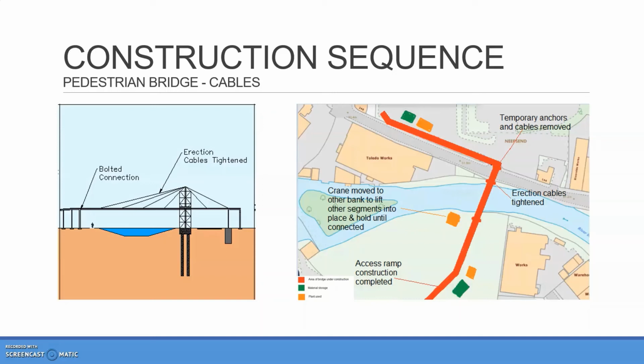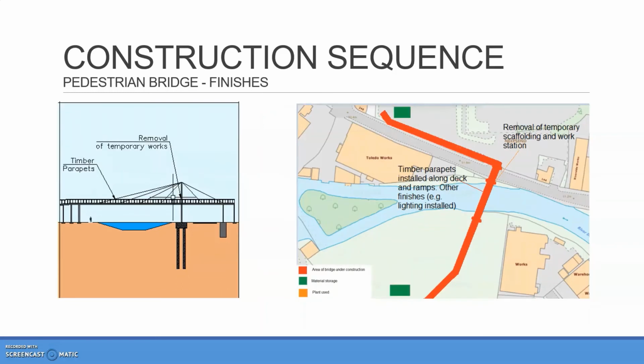The temporary forestay and backstay cables and anchors are removed, and any necessary tightening is completed. Finally, finishes like lighting, drainage channels and the timber parapets are installed along the bridge deck and access ramps. All remaining temporary works are removed and bridge construction is complete.